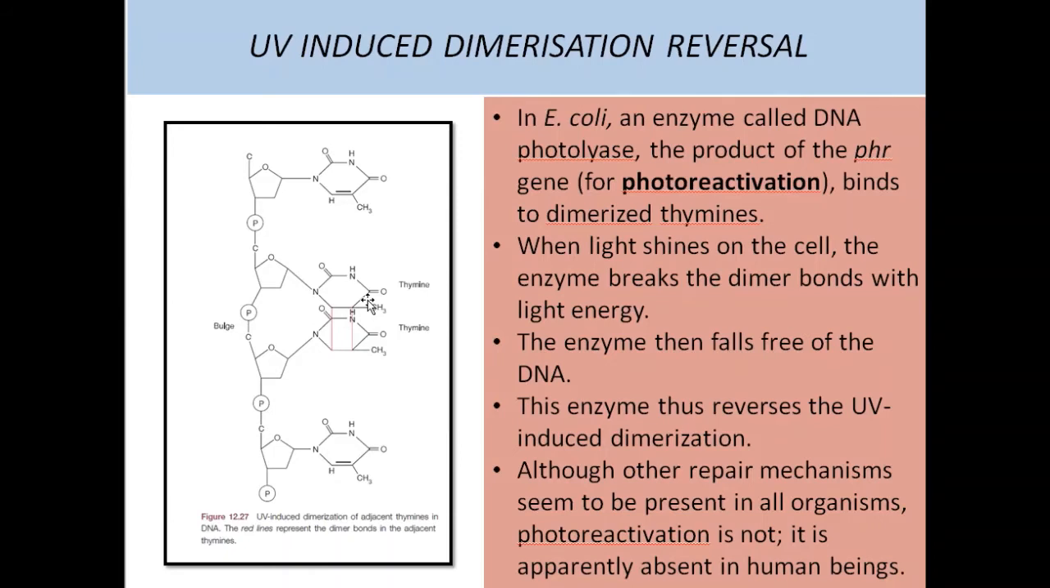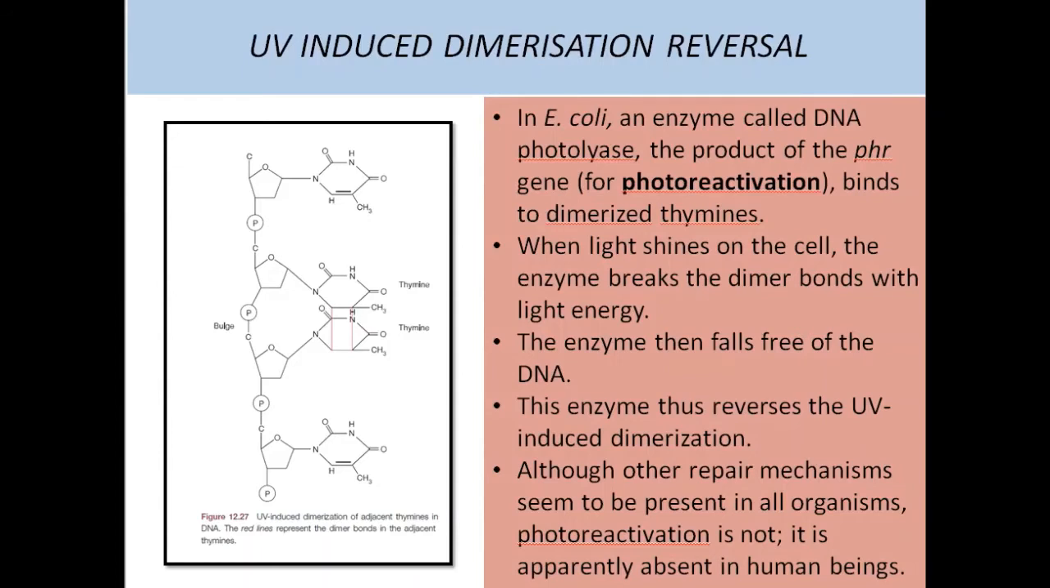Now, if you consider lower forms such as E. coli, they have a particular enzyme called DNA photolyase, which is mainly produced by a gene called the phr gene. It binds to these dimerized thymines. And when normal light, other than UV, shines on the cell, the enzyme breaks the dimer bond with this light energy. And then the enzyme is freed from the DNA. And this enzyme thus reverses the UV-induced dimerization.